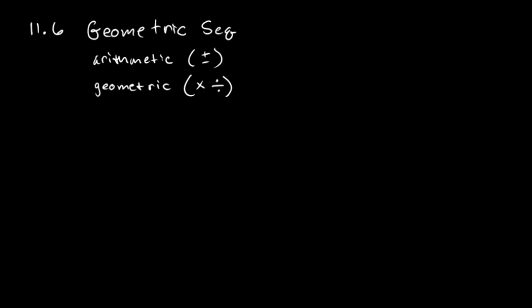In 11.6, we move on to geometric sequences and series. So a little reminder here, arithmetic sequences had a pattern, and their pattern was adding and subtracting a common difference. It was the same number over and over again, and that acted kind of like a slope. In a geometric sequence, we are not adding and subtracting, we are going to be multiplying or dividing by the same number. So instead of it being called a common difference, it's called a common ratio.